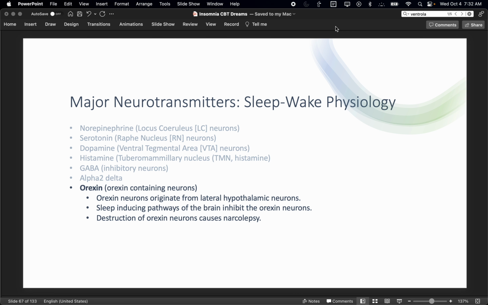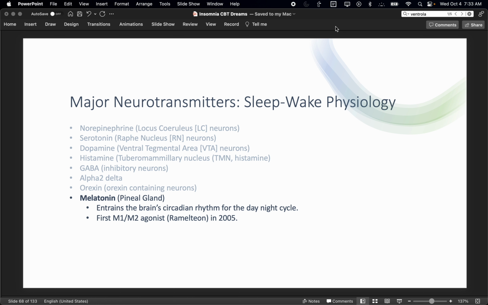So there are the orexin-containing neurons. Orexin and histaminergic neurons are the two primary neurotransmitter systems that promote wakefulness. The orexin neurons originate from the lateral hypothalamic neurons, and sleep-inducing pathways of the brain are going to try to inhibit those neurons. Destruction of those neurons is actually the primary cause of narcolepsy. So we do have medications. This is a common target.